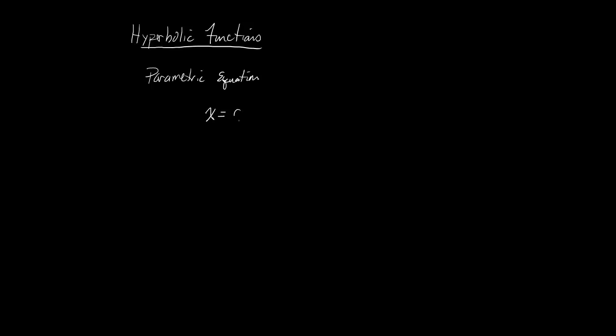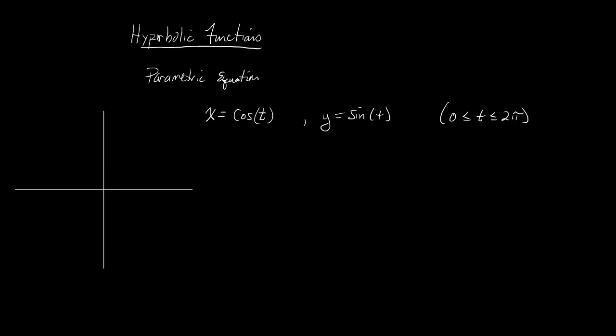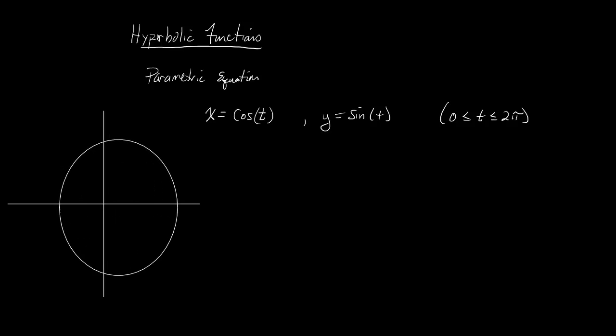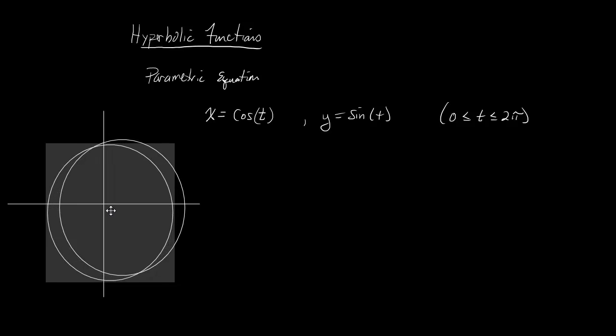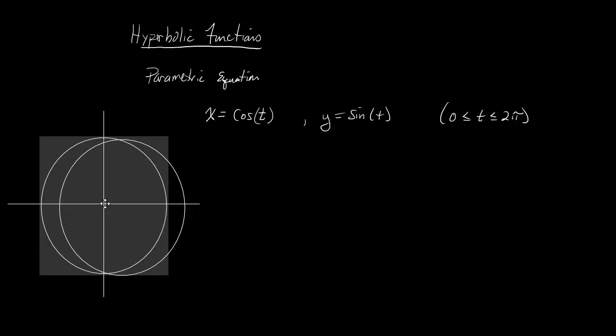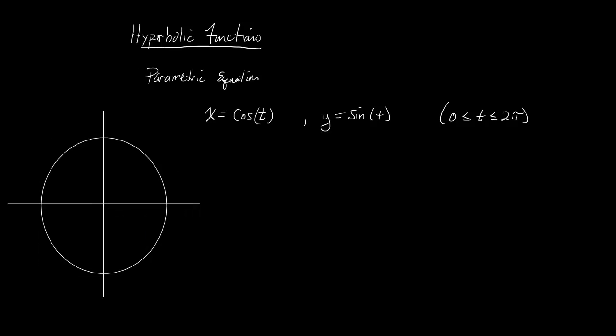So we said x was equal to cosine of some value t, and y was equal to sine of t. And this was provided that 0 is less than or equal to t, which was less than or equal to 2 pi. And what this gave us is the unit circle. So we've got a unit circle here.